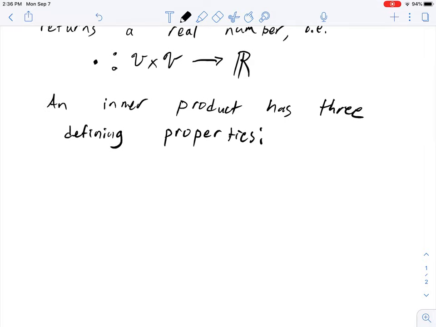The first is symmetry. So A dot B is equal to B dot A for all A and B in our vector space. The second is that it's linear in the first argument. In fact, it's linear in both arguments. But if you combine symmetry and linearity in the first argument, you'll get that it has to also be linear in the second argument. And mathematicians like to define things as minimally as possible.